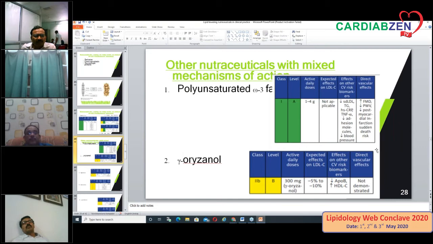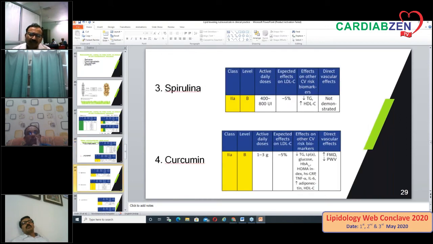Polyunsaturated omega-3 fatty acids, there is no doubt, everybody knows that they are very useful, and we do use them in patients with coronary disease, with dyslipidemia. Orazonol has no direct vascular effects, but yes, it is recommended in the dosage of 300 milligram to reduce the LDL cholesterol by 10%, and it has its own direct CV biomarkers, and biomarkers are also reduced.